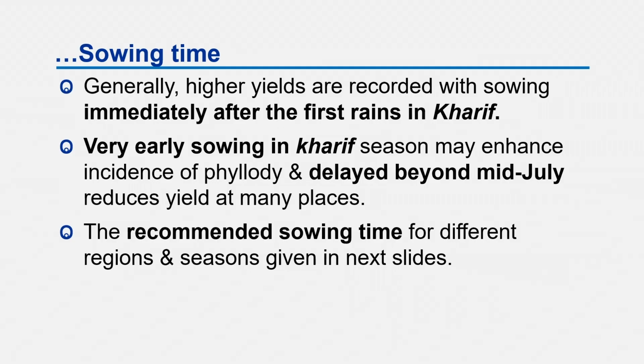Generally, higher yields are recorded with sowing immediately after the first rains in Kharif, because normally the delayed sowing will reduce the growth and yield of this crop. Very early sowing in Kharif season may enhance incidence of phyllody, and sowing delayed beyond mid-July reduces yield at many places.